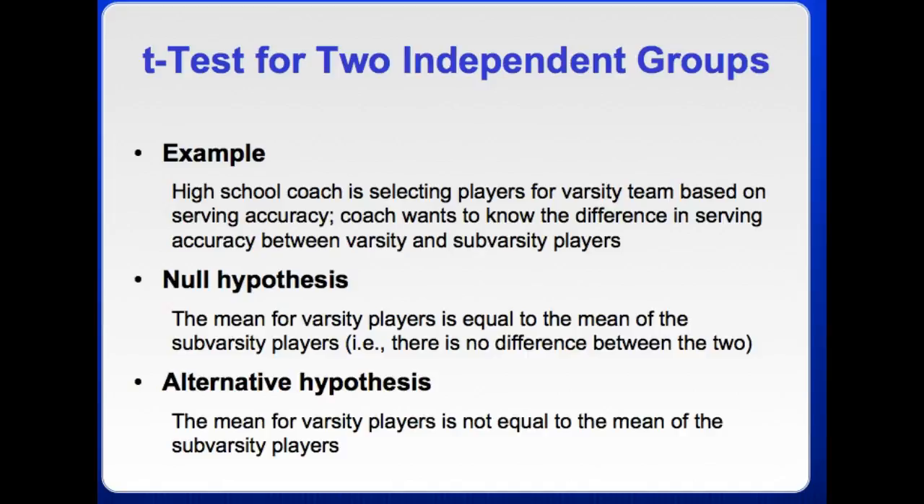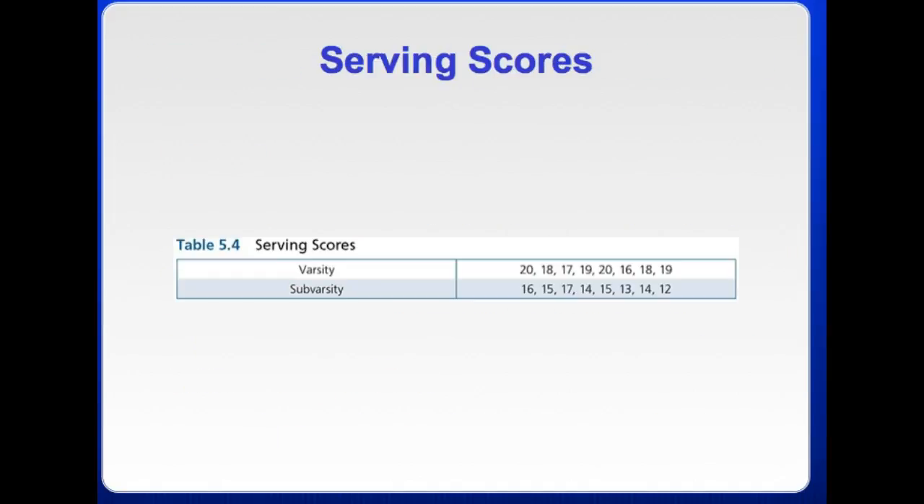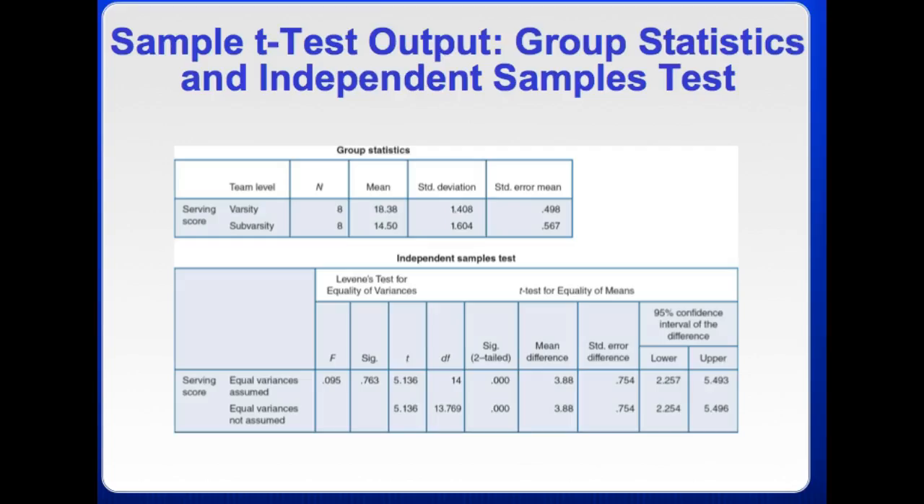The alternative hypothesis: the mean for varsity players is not equal to the mean of the sub-varsity players. And here are the serving scores. Now let's look at the sample t-test, group statistics, and independent samples test.